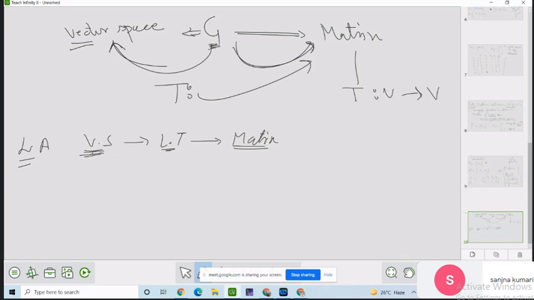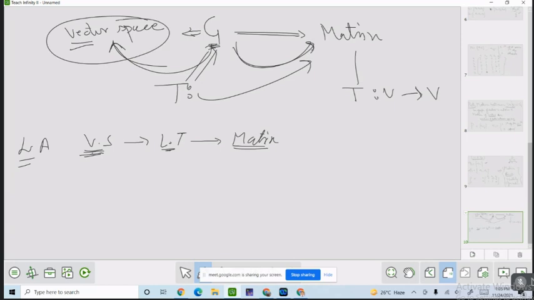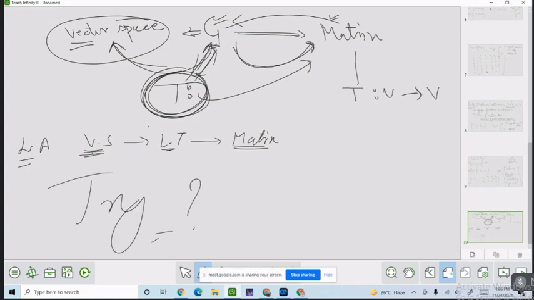Means a linear transformation associated with a graph. Can you find the linear transformation from a graph? Because we know how to find a vector space associated with a graph, and a matrix associated with a graph. So we have a drawback, we have a gap, and that gap is a linear transformation. Can you find an associated linear transformation from a graph? Okay, try it and tell me.